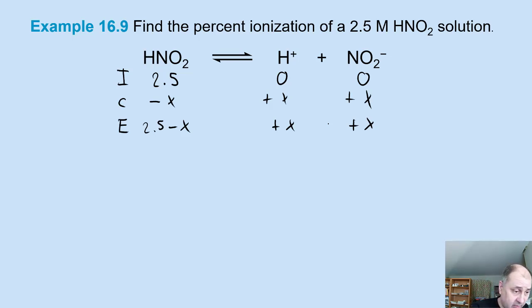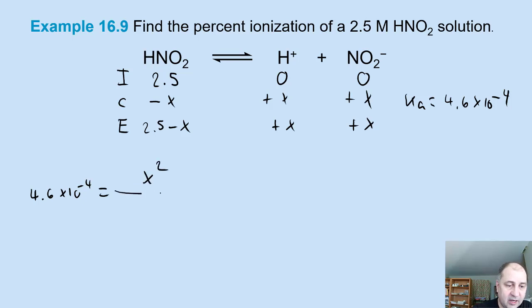Ka, which as I said I have to provide in this case, or you look it up. I'm probably going to give you the Ka for nitrous acid. It is 4.6 times 10 to the minus 4. So that's Ka, so I can plug this in. 4.6 times 10 to the minus 4 equals x squared divided by 2.5 minus x, assuming that this is relatively small or negligible in comparison to 2.5, a very, very large concentration.